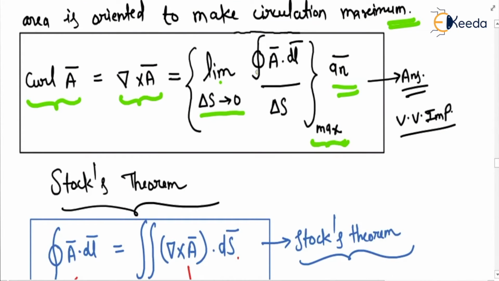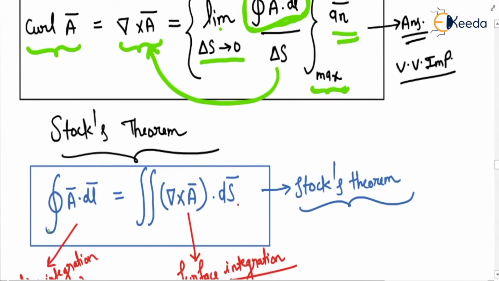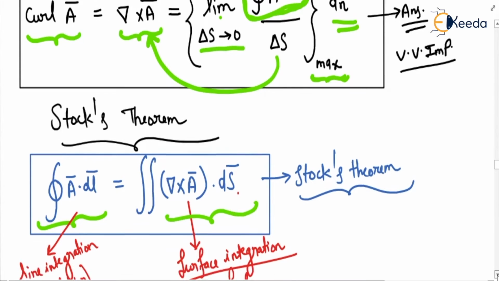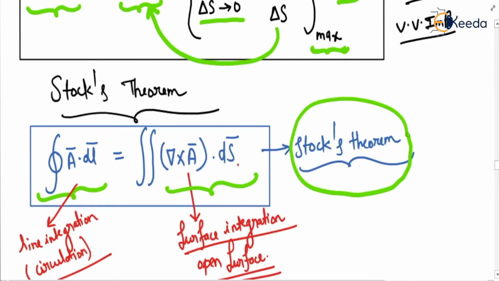Now, by rearranging the terms in the mathematical expression of curl, we can come to the Stokes theorem. If we keep the circulation of A vector as it is, then delta S will be multiplied into the del cross A term, and we can take the surface integration. So the circulation of A vector is equal to the double integral of del cross A dot dS over the open surface. This is called the Stokes theorem, which is very important and comes into the examination.